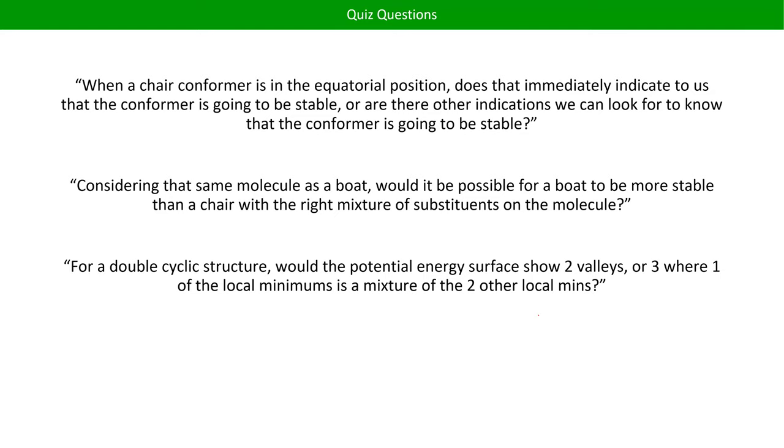So the chair conformer is always going to have axial positions and equatorial positions. And so it's all about which one of these versions puts my largest substituent into the equatorial position. We'll look at some more graphs and figures showing that, and that should make some sense.